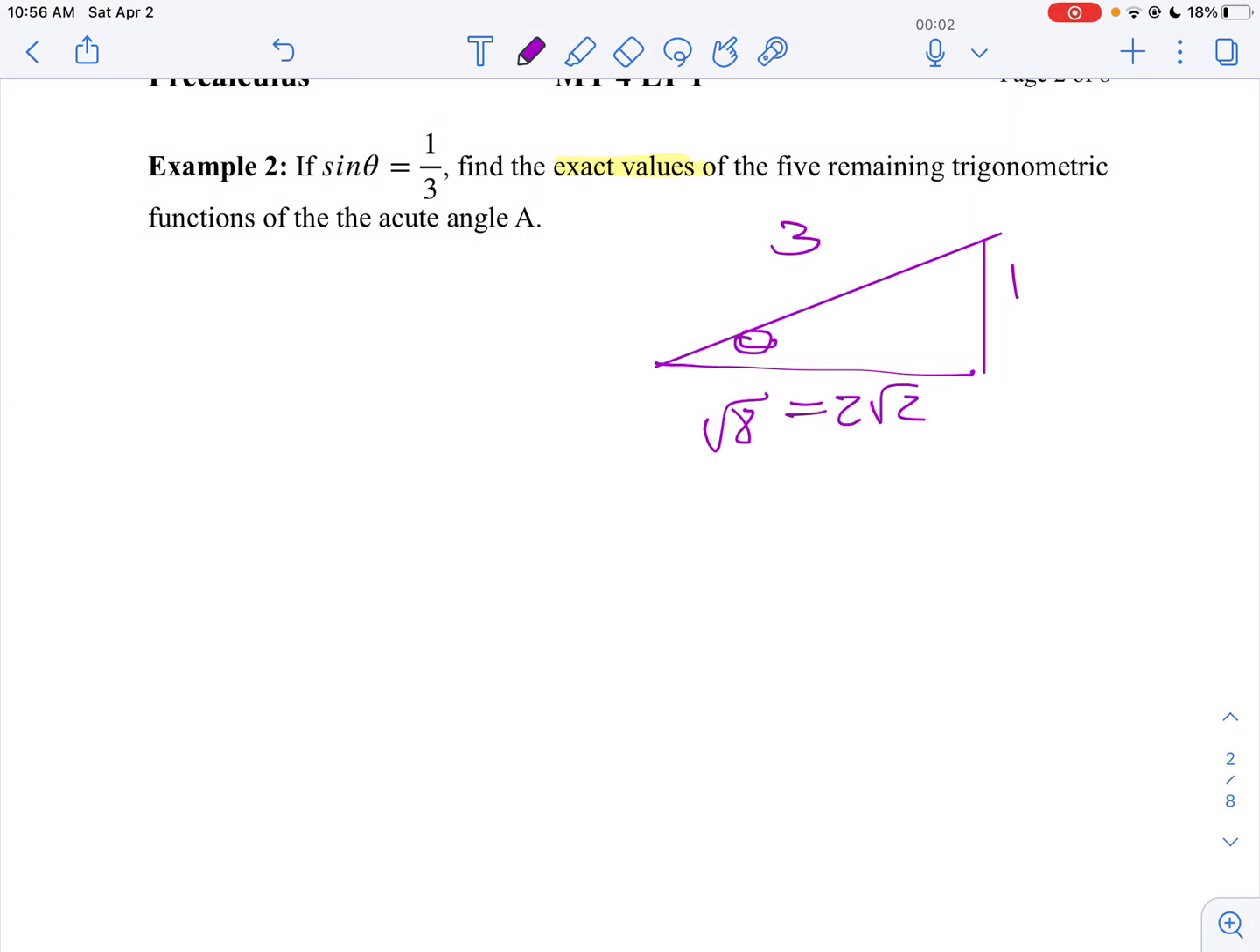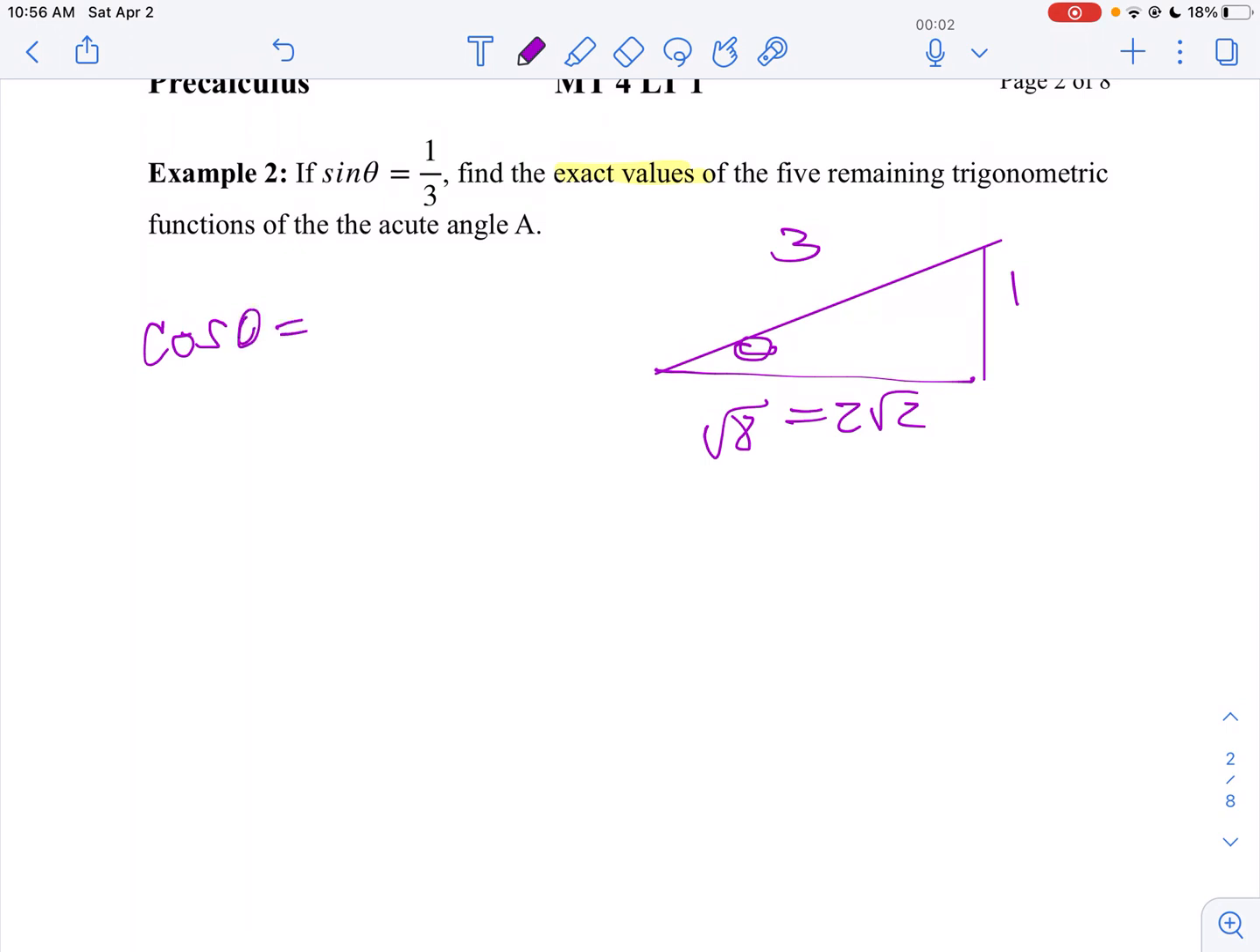So now we can do our functions. We already have sine, so I'm just going to go to cosine. So the cosine of theta then is going to be 2 square roots of 2 over 3. And then the tangent of theta is going to be 1 over 2 square roots of 2, except we don't like the square root of 2 in the denominator. So multiply the numerator and denominator by the square root of 2. We get the square root of 2 all over 4, because 2 times 2 is 4. Because the square root of 2 times the square root of 2 is 2.